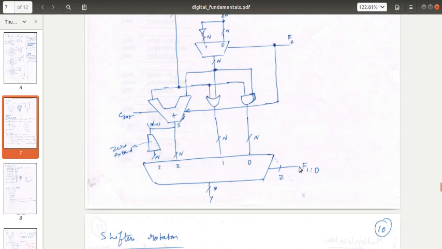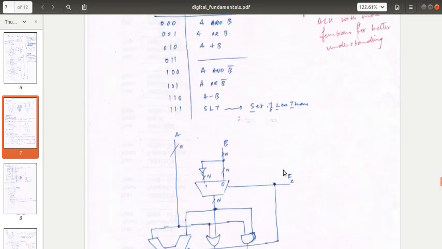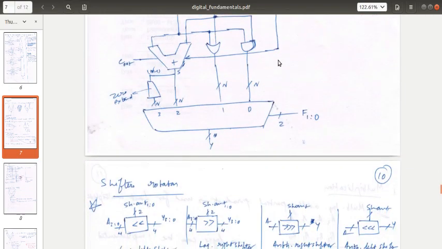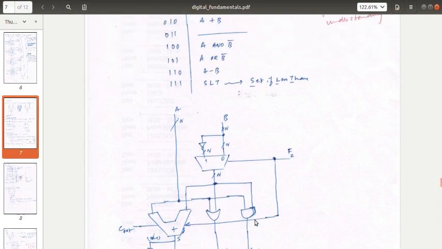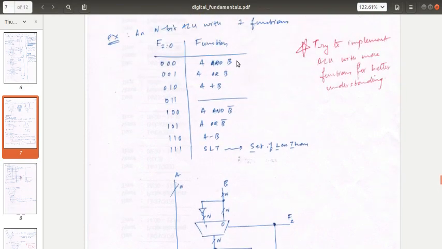So here we are putting F2, F1, F0 as the select inputs to this multiplexer. So what happens? Let's consider we are using F2 equal to 0. So 0, 0, 0 means here it will be 0, 0, and this one is selected, which is A and B, right? That is what we want, A and B.